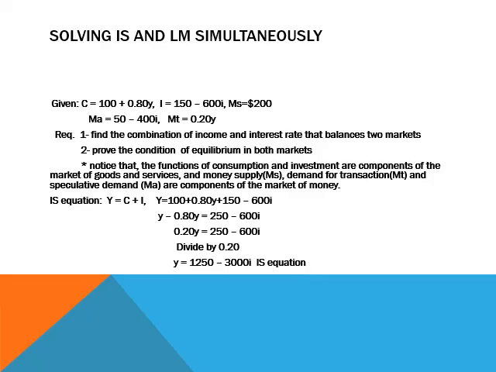equals 250 minus 600i. Divide each term by 0.20. The remainder: y equals 1250 minus 3000i. This is the IS equation. This is the equation which represents the market of goods and services.